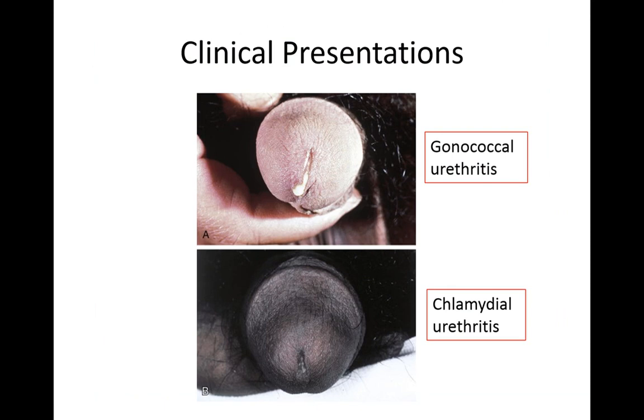So comparing the discharges between gonococcal urethritis and chlamydial urethritis, you can see that in gonococcal it's more mucoidy, which we'll be talking about later, versus in chlamydial it's going to be more watery discharge that you would see both in male and female.